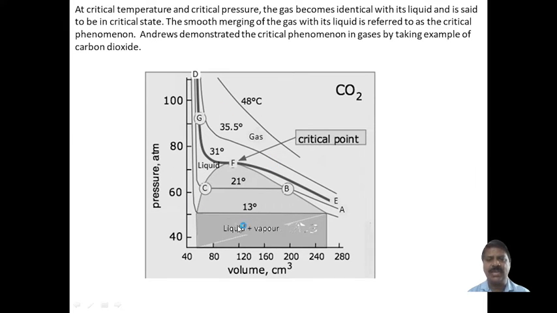Okay, here I have to explain. The critical temperature is 31 degrees Celsius, and we have to explain what happens at 31 degrees Celsius, above 31 degrees Celsius, and below 31 degrees Celsius. We have to discuss these one by one here.